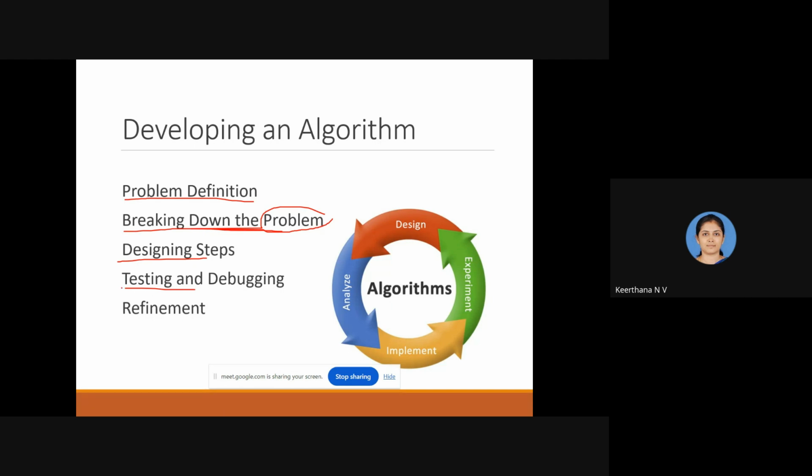So if any step is unsatisfied, you have to refine that step for providing the desired results. So the last one is the refinement technique. So these are the 4 steps in developing an algorithm.